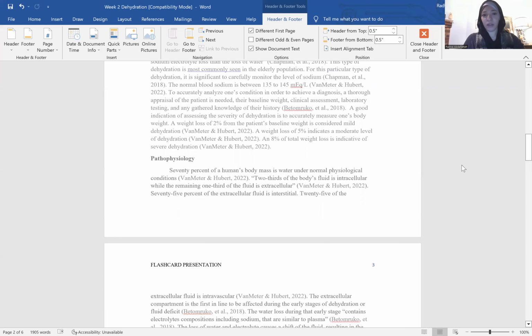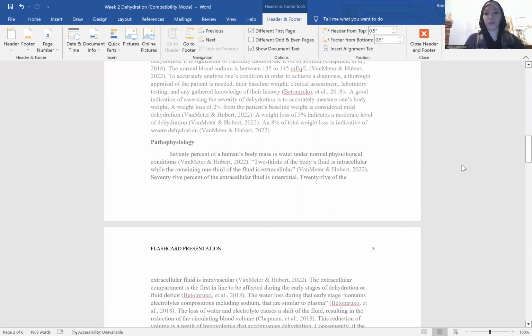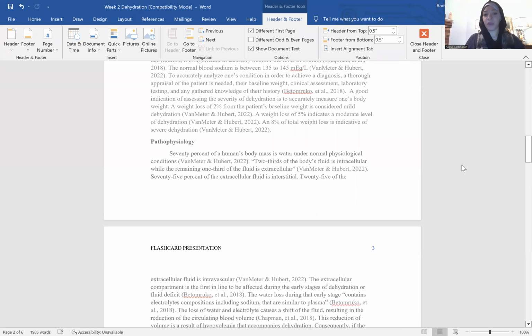To accurately analyze one's condition in order to achieve a diagnosis, a thorough appraisal of the patient is needed: their baseline weight, the clinical assessment, laboratory testing, and the gathered knowledge of the patient's history. A good indication of assessing the severity of dehydration is to accurately measure one's body weight.